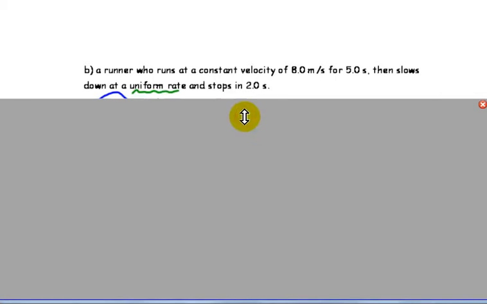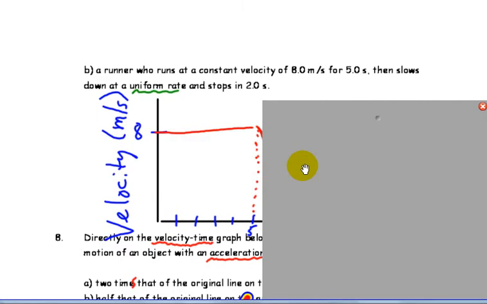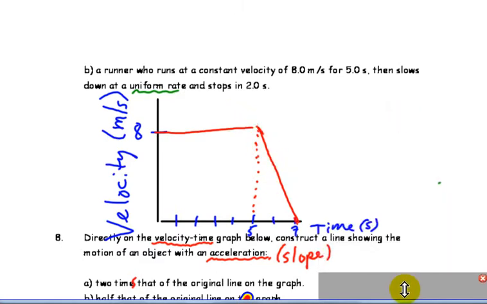This one, a runner who's running at a constant speed of 8 meters per second for 5 seconds, then slows down at a uniform rate. When you see uniform rate, that implies a straight line. And stops in 2 seconds. So we could take a look at this. For the first 5 seconds, going at a constant velocity of 8, and then in the next 2 seconds slows down to 0. So that would just be a straight line decreasing down to 0.